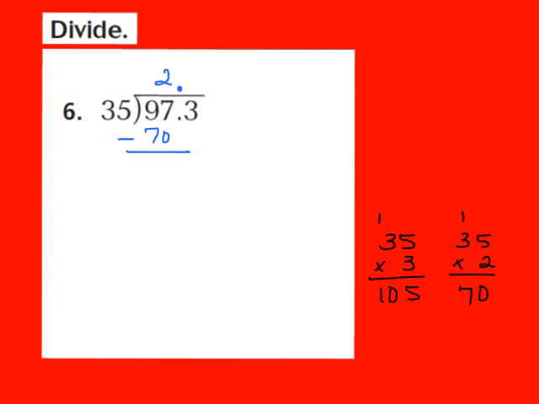Well, I know that 7 minus 0 is going to give me 7, and 9 minus 7 is going to give me a 2. Now, let's check. Is 27 less than 35? And it is, so we know that we're on the right track. Now, my next step says to bring down. So I'm going to go ahead and bring my 3 down here next to my 7. So now we have 273 being divided by 35.